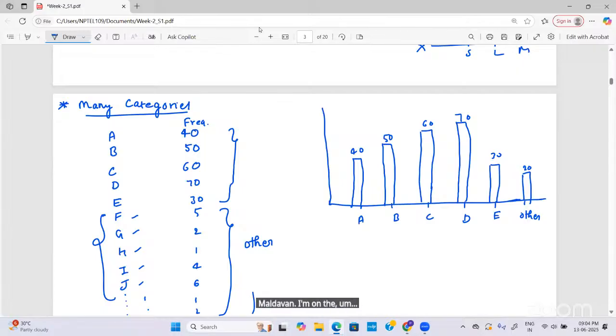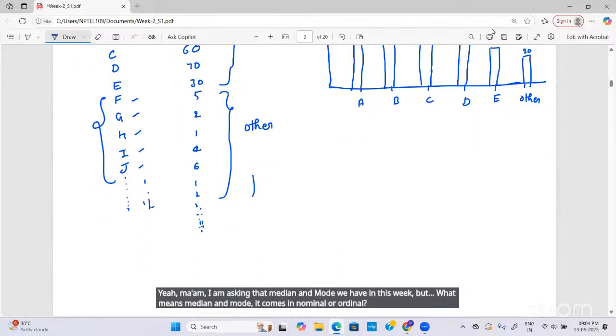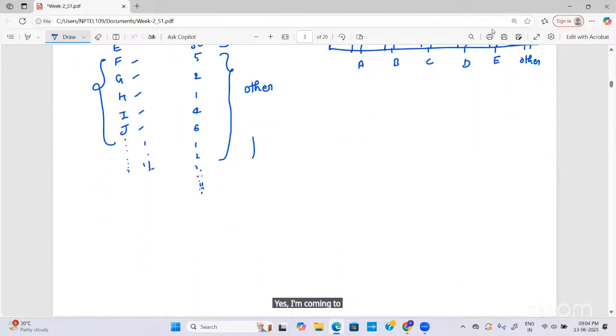Ma'am, I am asking, can we say that median and mode as well we have in this week? Do median and mode come in nominal or ordinal? If we are finding mode, I'm coming to that point only.